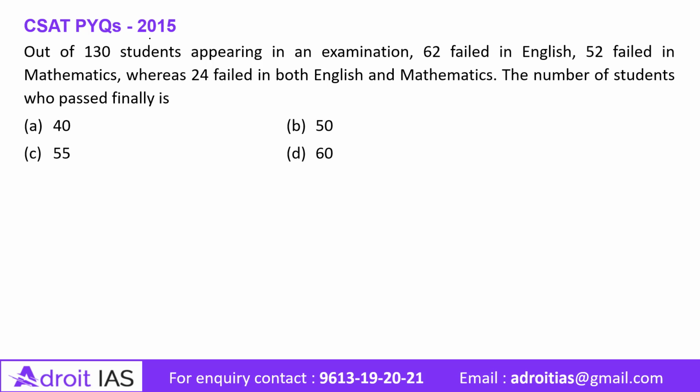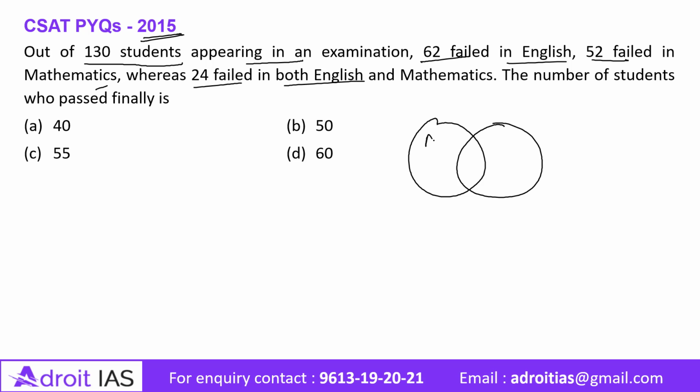Next question is again from 2015 question paper. Out of 130 students appearing in an examination, 62 failed in English, 52 failed in maths, whereas 24 failed in both English and maths. Okay, the number of students who finally passed.